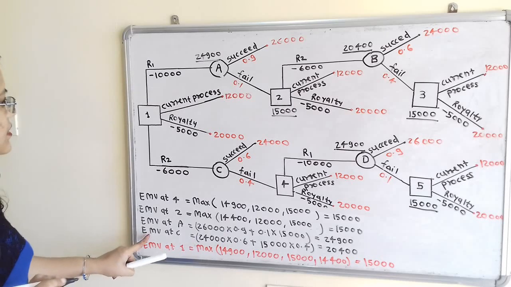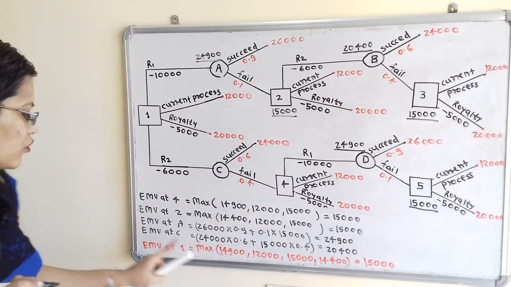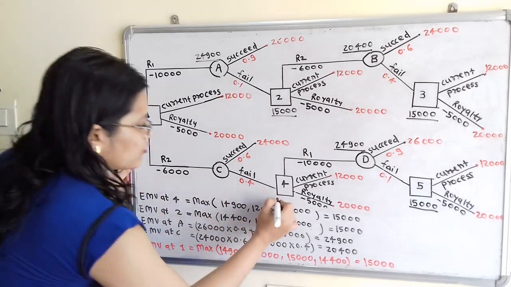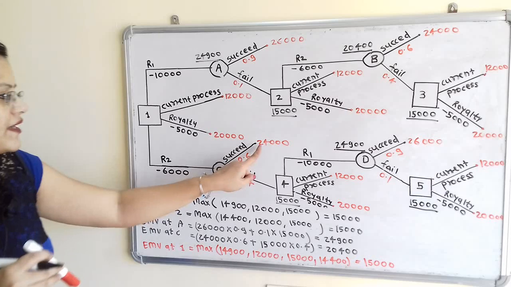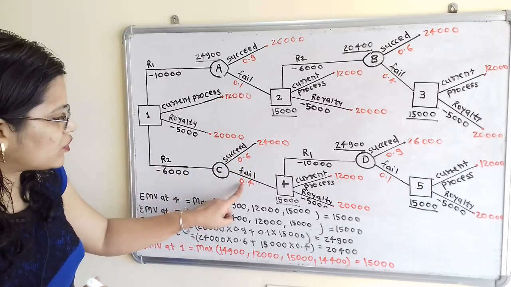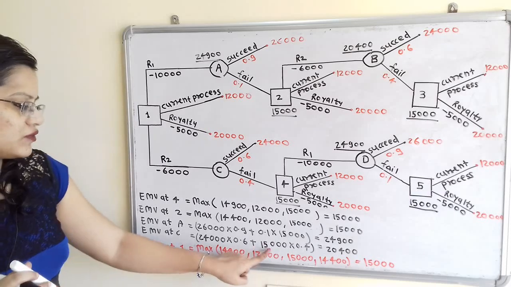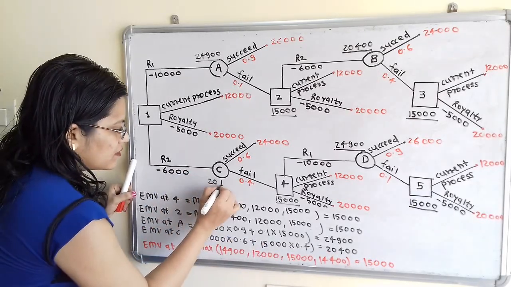Now next is the expected monetary value at node C. So here at node 4 it is 15,000 that we have selected. So we have to calculate 24,000 into 0.6 plus 0.4 into 15,000, that is 20,400. So we have to select here.